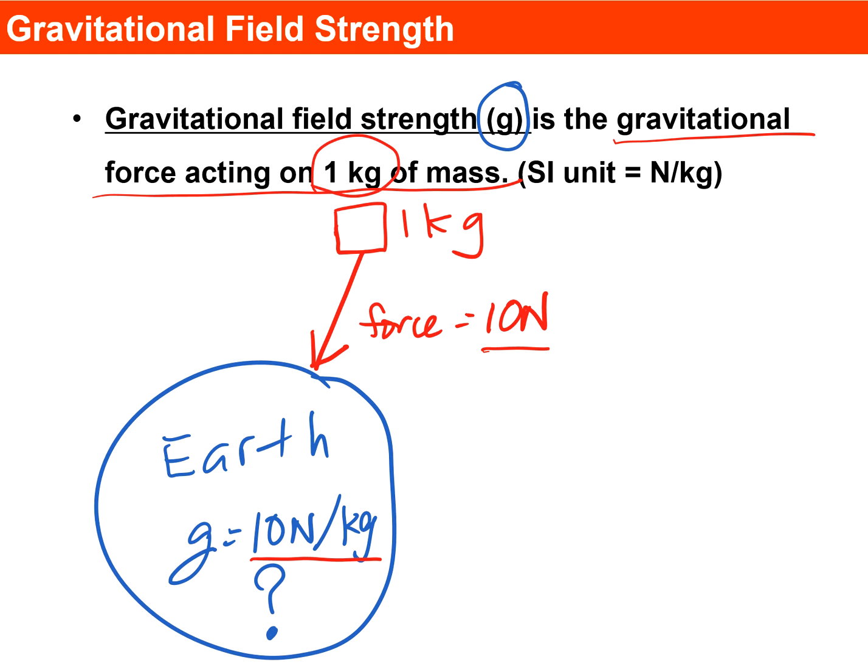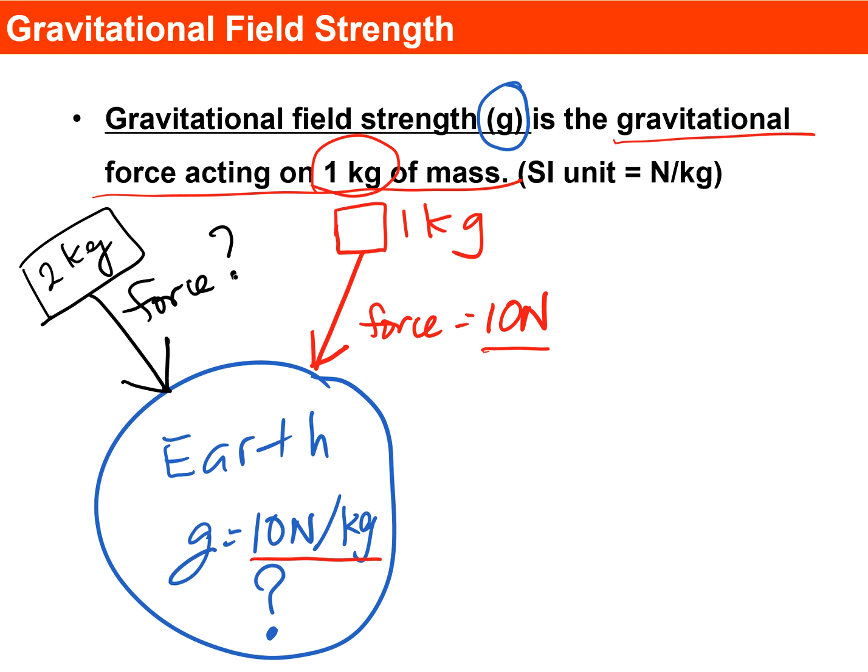So now what happens if I have 2 kilograms? If I know that the Earth's gravitational field strength is 10 newtons of force acting on every kilogram, and it's 2 kilograms, then what is the force that the Earth is pulling it down with? The answer is 20 newtons. So as long as I know the gravitational field strength of this planet, I will know the force that this planet will be exerting on all the objects on the planet.